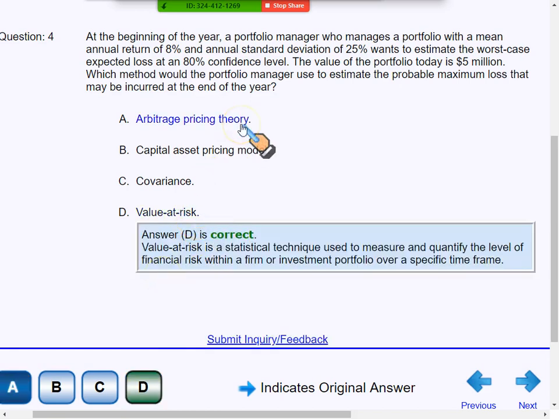Arbitrage pricing theory was a part of your syllabus about a couple of years ago. It is no longer in your book. Excluded. Capital asset pricing model we discussed in the lecture yesterday, as well as covariance. And of course, B and C cannot be the answer.